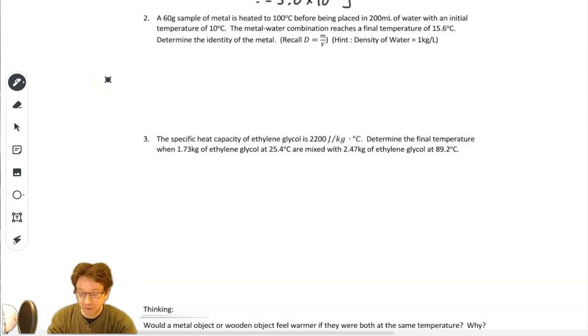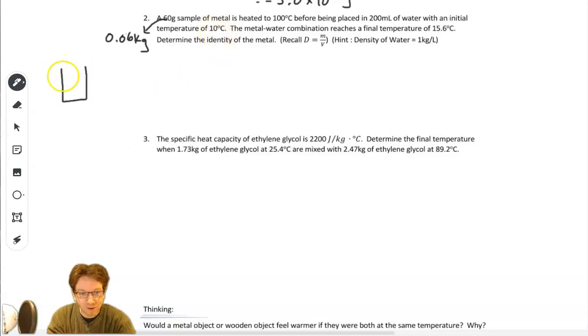Now question 2 says we have a 60 kilogram sample. Let's make sure we change our units there. So we're going to make it 0.06 kilograms, because we want everything in SI units. Of metal is heated to 100 degrees before placing it in 200 milliliters of water with an initial temperature of 10 degrees. So what are we actually doing here?